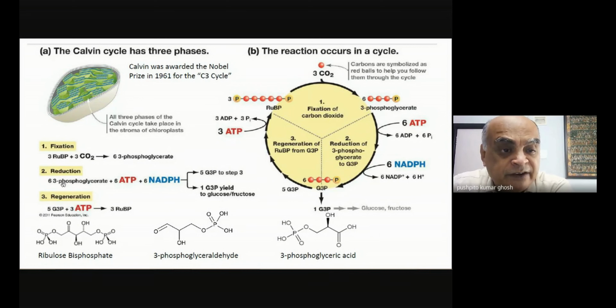3-phosphoglycerate, 6 of those, in the presence of 6 molecules of ATP and 6 molecules of NADPH, get converted into 6 molecules of 3-phosphoglyceraldehyde, of which 1 is utilized to produce glucose and fructose, and 5 get recycled back into the process. Okay, and that is really the dark cycle of photosynthesis. All these effectively take place in the stroma of the chloroplast. So this is how it looks.